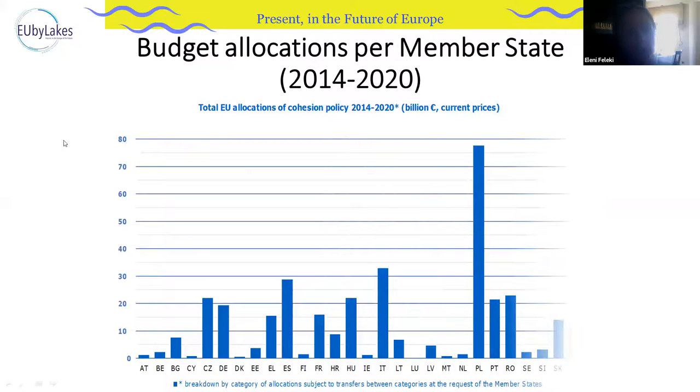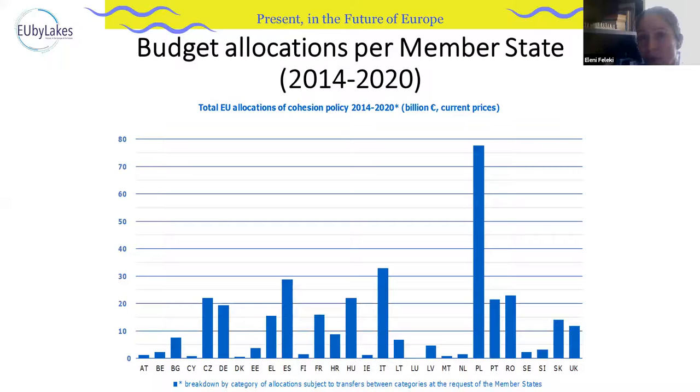Just for the history, the budget allocations per member state for the past program period, as we say, for the years from 2014 to 2020. Here you can see, of course, this material will be shared with you afterwards, so you can read more carefully. You can always come back and contact me with any questions. Here you can see the total EU allocation cohesion policy in billion euros. So you can see the ranges between countries. Moving on to the next slide.